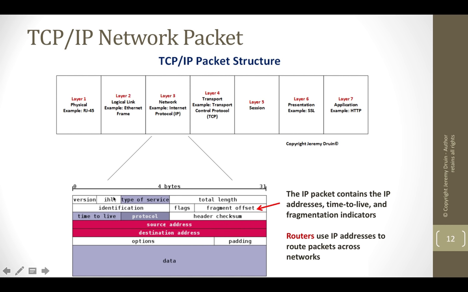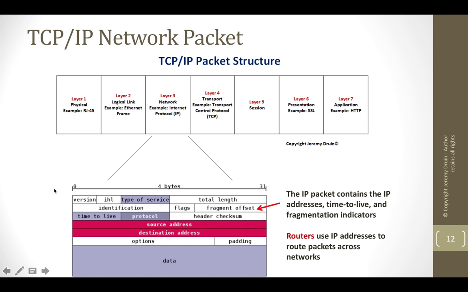This is where the IHL comes in. The IHL is not represented in bytes or bits. It's actually represented in words. A word is 32 bits or 4 bytes. So this top row with version through total length is one word in length.